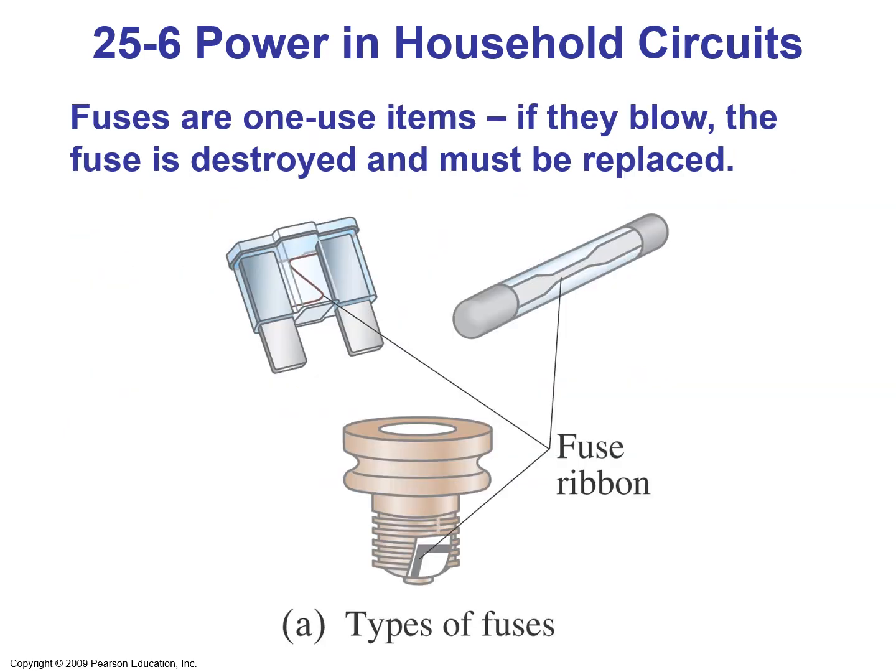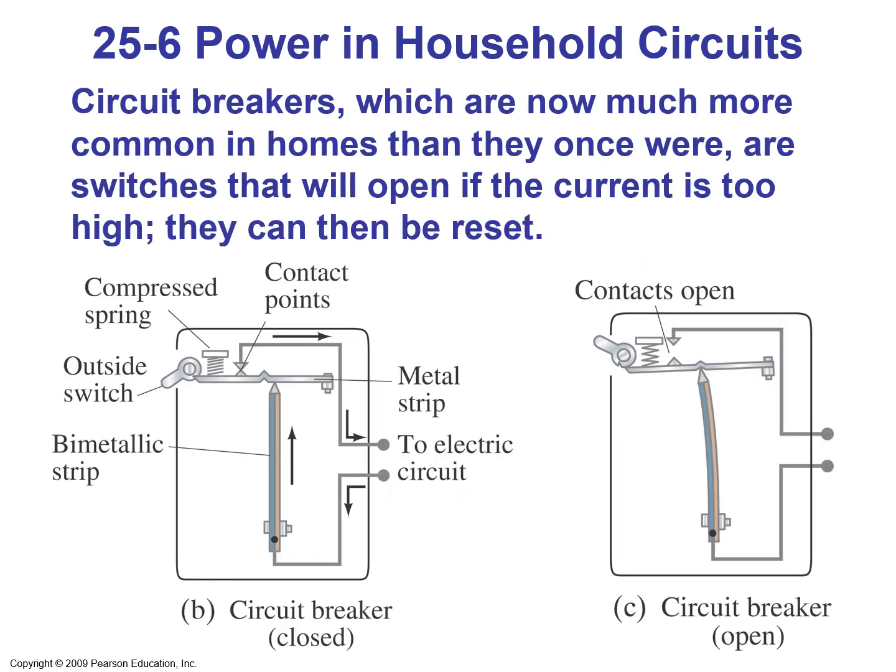Fuses are one-use items. If they blow, the fuse is destroyed and must be replaced. So typically they have a metal strip inside, and if they blow, the strip is broken and the fuse should be replaced. Circuit breakers, which are now much more common in homes than they once were, are switches that will open if the current in the circuit is too high. They can then be reset.